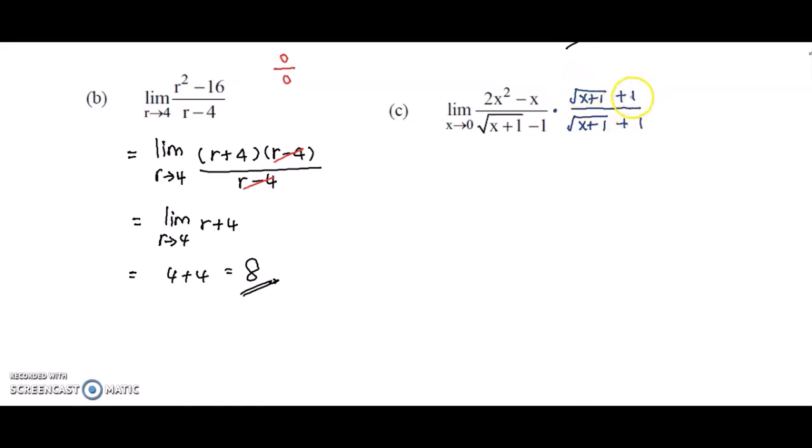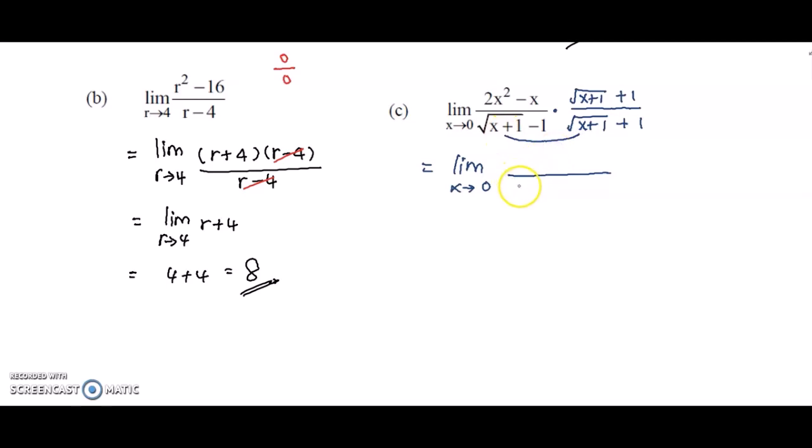When you have this surd of x plus 1 plus 1 over surd of x plus 1 plus 1, this is actually equivalent to 1, and you did not change the function. You just change the form. Okay, so after you multiply, remember you're not going to expand the numerator. On the numerator, you just use a bracket to show that they are multiplied by each other, and you are going to expand the denominator, because this is the conjugate, right?